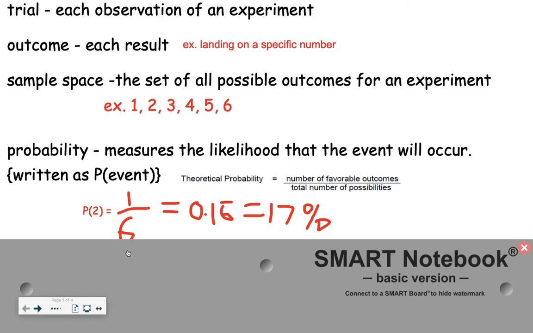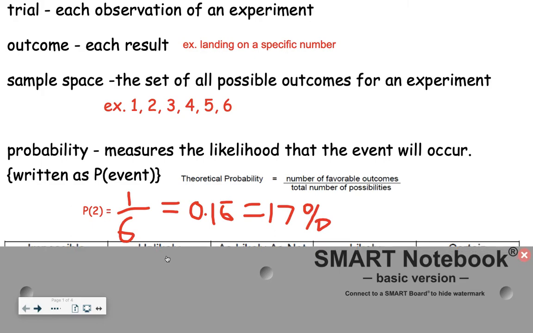So I did a little example here. Excuse my messy handwriting. I had to use the mouse to write since I don't have my smartboard in front of me. So I started with finding the probability of rolling a 2 on a die. So if you look at my sample space up here, I only have one outcome that is a 2.